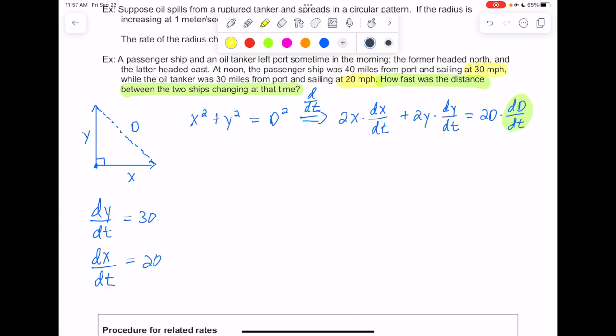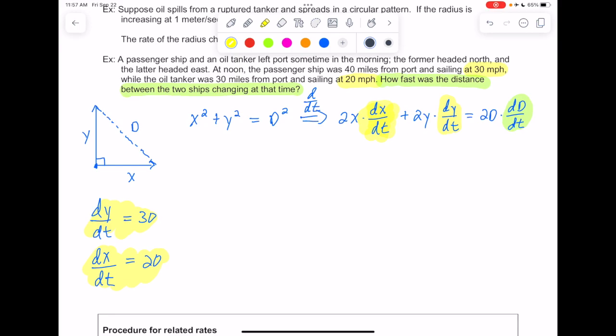So what do we know so far? We know that dy dt equals 30. We could plug that in there. We know, sorry, that was dy dt, so we'll plug that in here, and the dx dt is 20, so that's going to go in this spot over here. So in order to finish this off, we need to know x, y, and D.